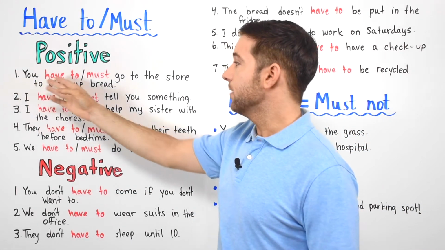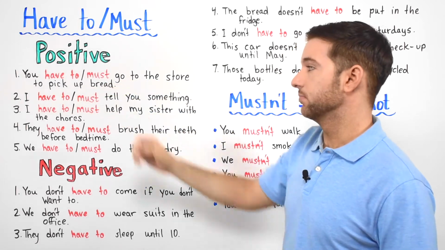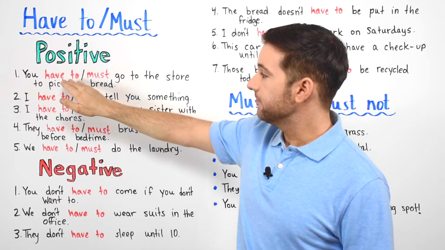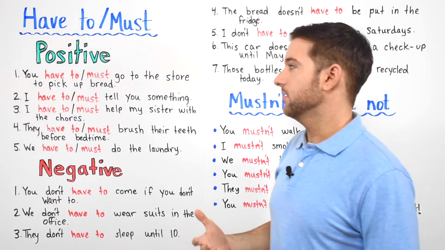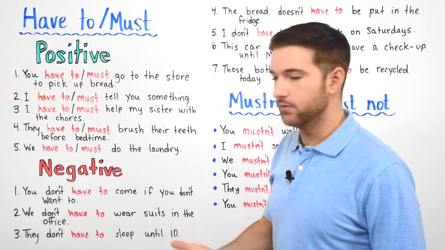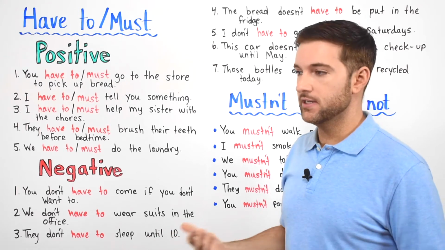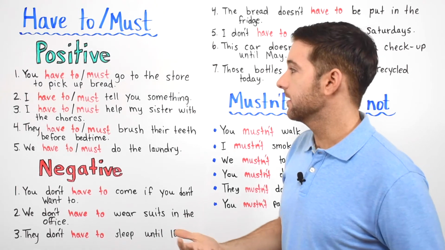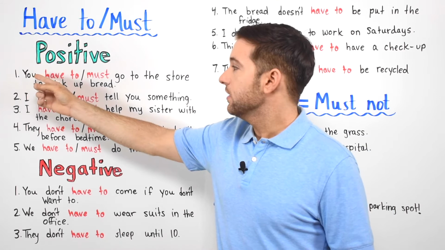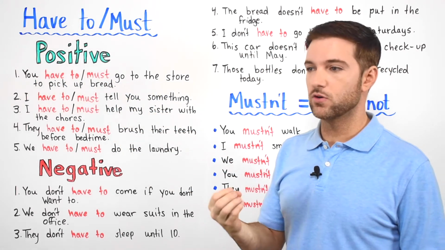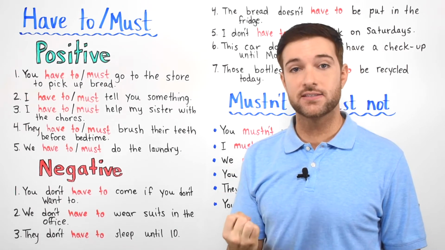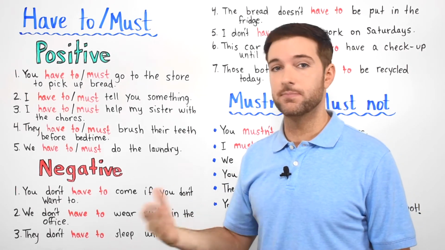Number one, you have to go to the store to pick up bread. So when we use have to, that's how normally people would say it, okay? You have to go to the store to pick up bread. We don't have bread at the house, okay? We need to eat dinner. You have to go to the store to pick up bread. Or you could say, you must go to the store to pick up bread. Okay, there's more of an emphasis on the necessity of going to the store to pick up bread to bring it home.